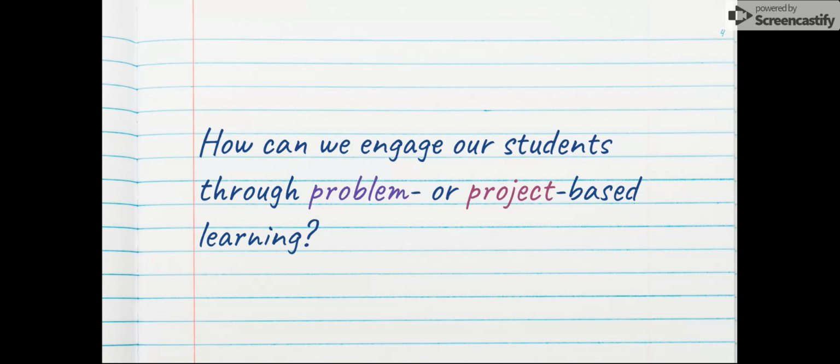In both problem and project-based learning, students are presented with a problem that relates to a real-world issue. In this case, the problem is the need for an inclusive playground. Students will explore a solution to the problem in both types of PBL, and the difference will be in what students do with the information they gain related to their solution.